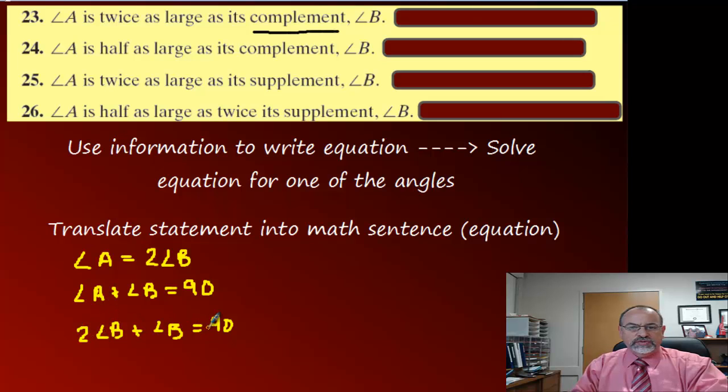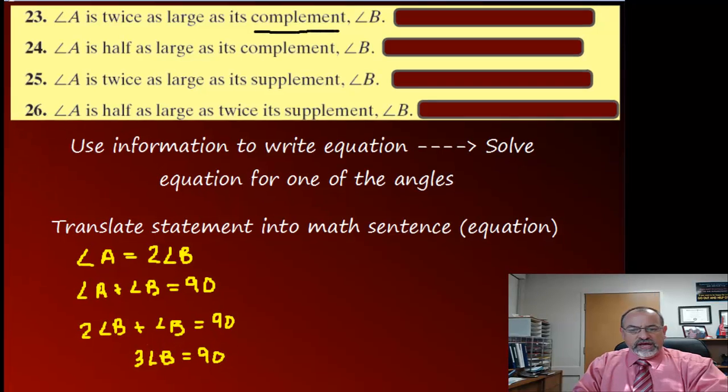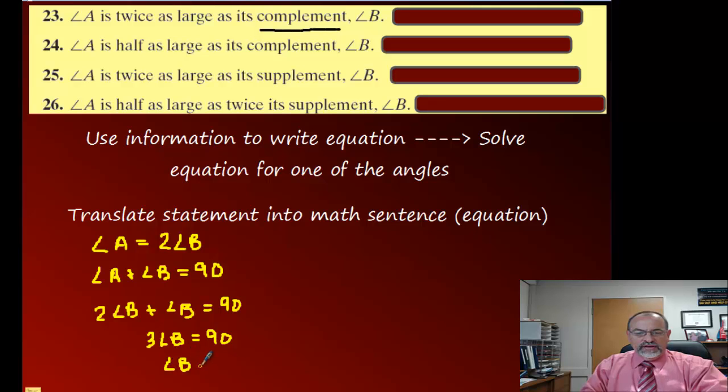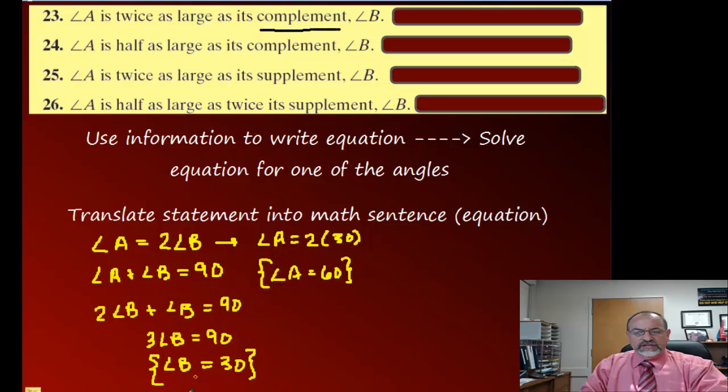Now I have an equation with just one variable in it, angle B, so I can determine the value. 2 angle B's plus 1 angle B is 3 angle B's, and they equal 90, so dividing by 3, angle B is going to be 30 degrees. Now how do I figure out angle A? Well, my first equation tells me that angle A is equal to 2 angle B's, which I now know is 30, so angle A is going to be 60 degrees. That's how you would do that mathematically.